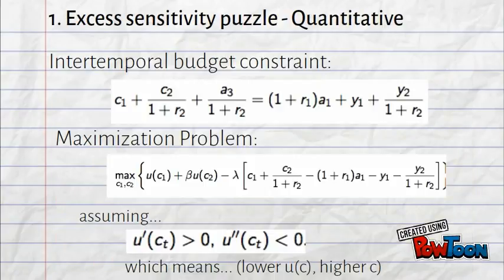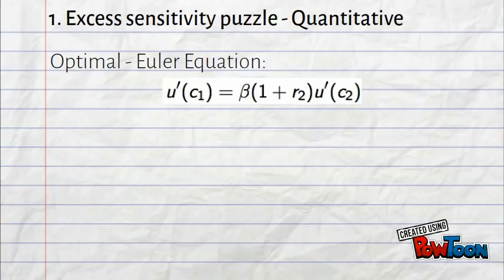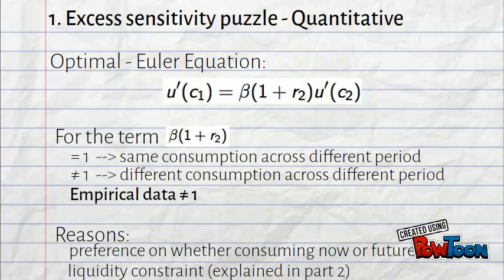The puzzle can also be viewed from the quantitative aspect. We start with the intertemporal budget constraint faced by households. Under such a constraint, we try to maximize the utility of consumption in period 1 and 2. We also assume that the utility curve is strictly concave, which means a higher level of consumption implies a lower marginal utility. Solving the first order condition with the Lagrangian function, we obtain the Euler equation, which tells the optimal level of consumption in period 1 and 2.